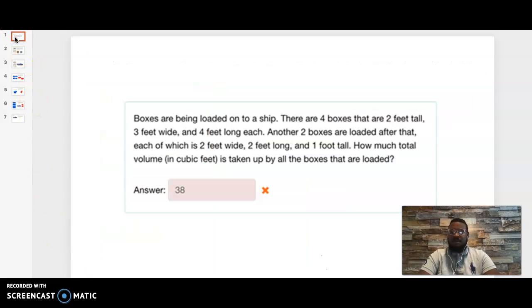It says boxes are being loaded onto a ship. There are 4 boxes. They're 2 feet tall, 3 feet wide, and 4 feet long. And there are 2 boxes loaded after that, each of which is 2 feet wide, 2 feet long, and 1 foot tall.